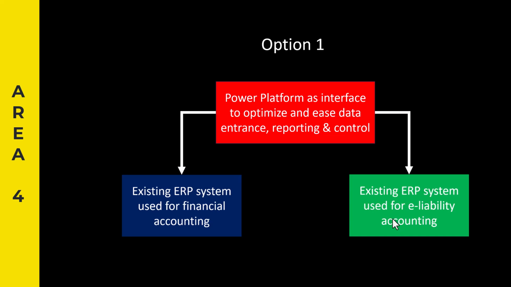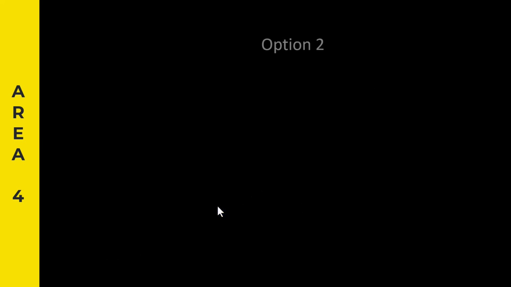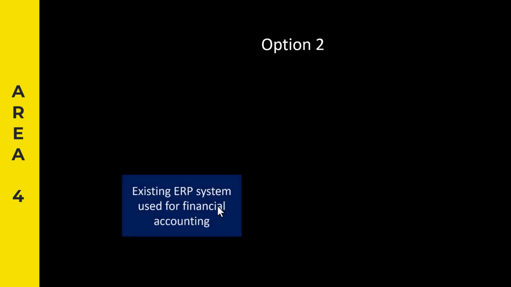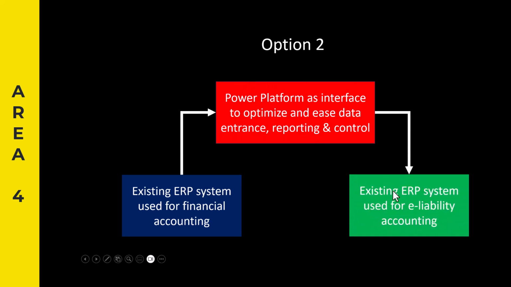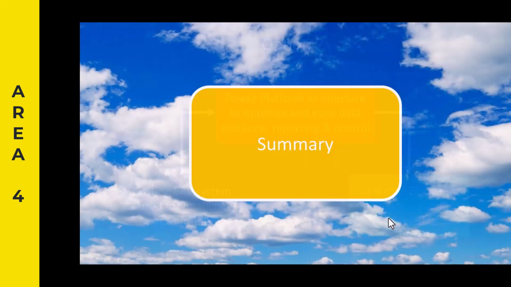The disadvantage is you have two different systems and maybe the people only want to work in their ERP, what they're used to. So there might be a second option where you can say, okay, people just do what they have done in the past, and then on top, you export data, prepare them in the Power Platform, and then you feed them into an ERP system for the e-liability accounting. So these are just some options, and I think you might know more of them.